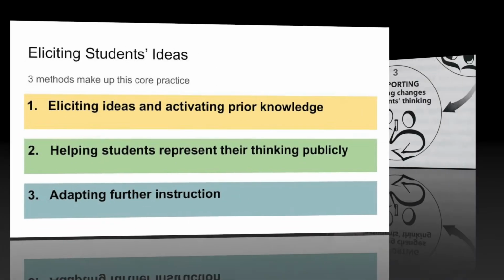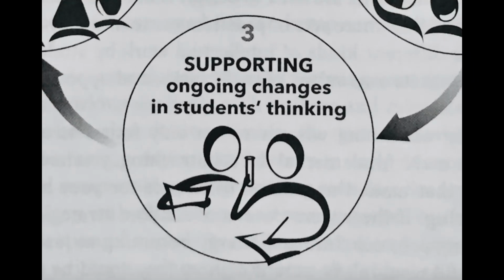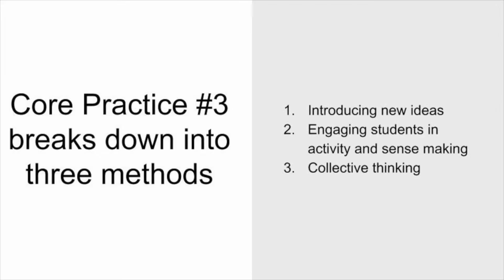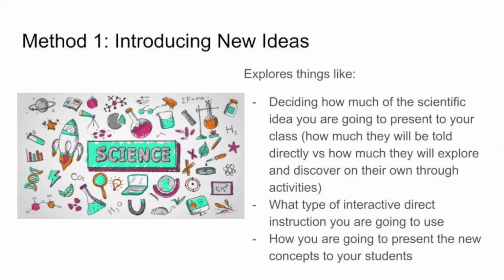Core Practice 3 focuses on supporting changes in students' thinking. This breaks down into three methods: introducing new ideas, engaging students in activity and sense-making, and collective thinking. The first method, introducing new ideas, explores things like deciding how much of the scientific idea you're going to present to your class, what type of interactive directive instruction you are going to use, and how you are going to present these ideas to your students.